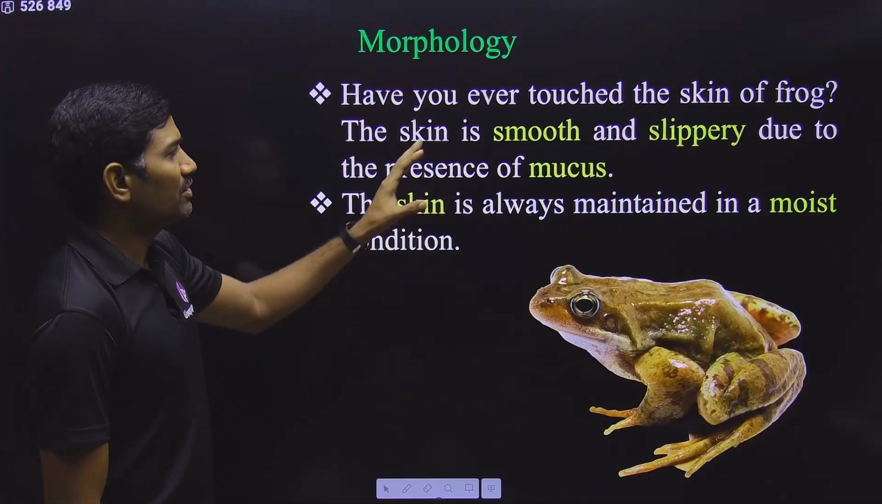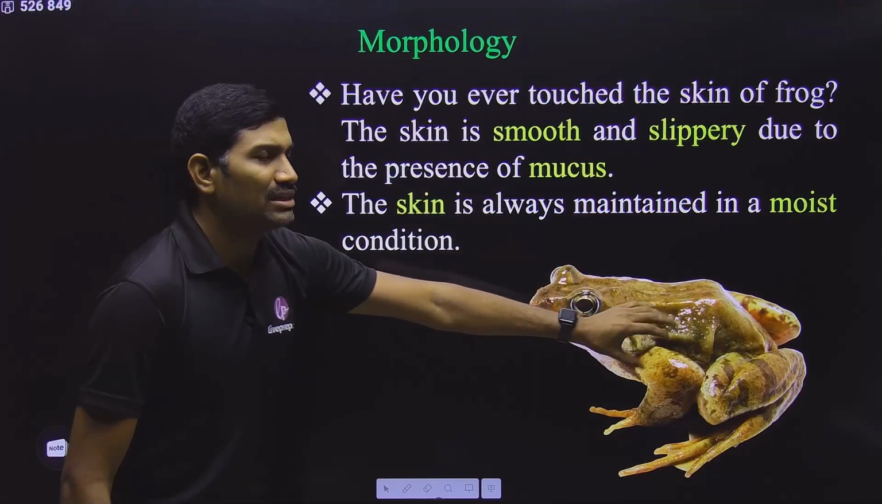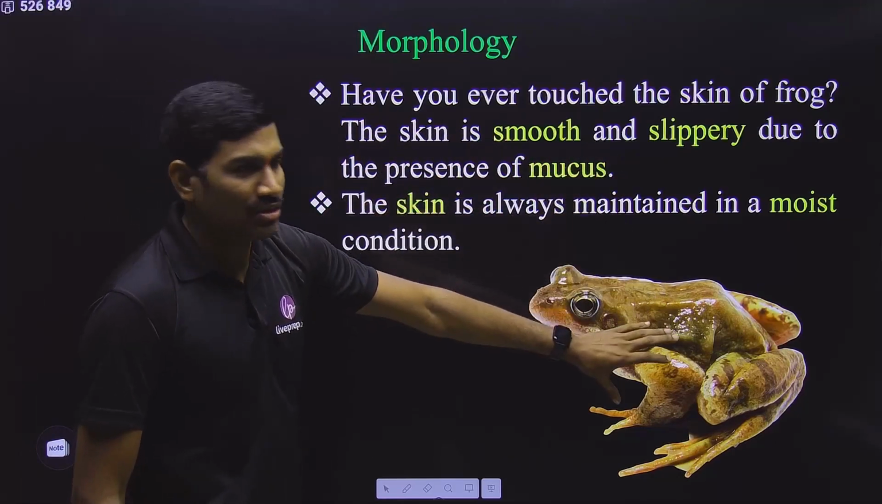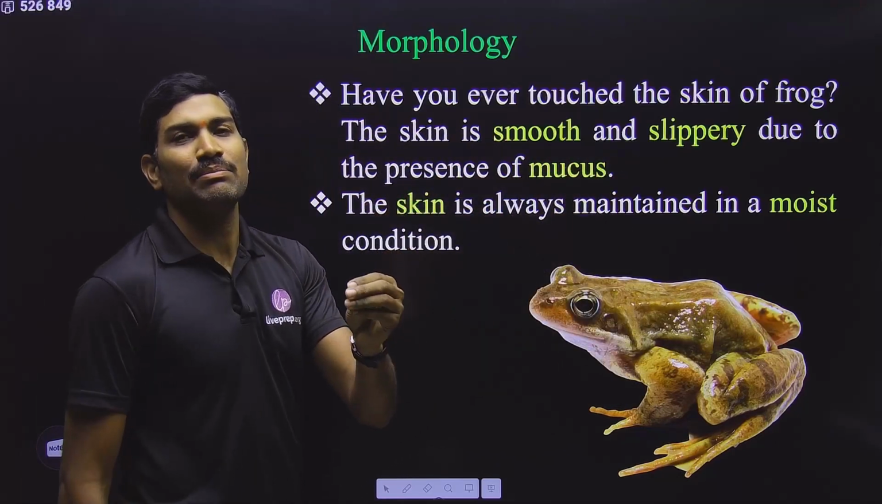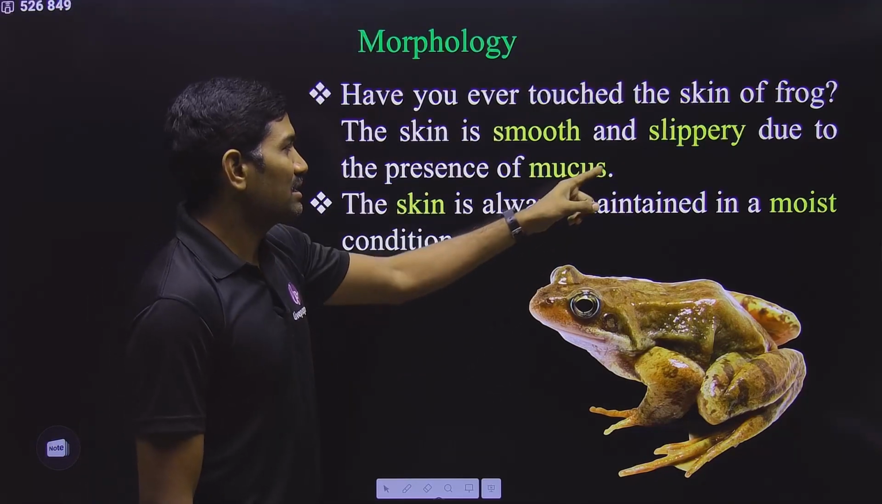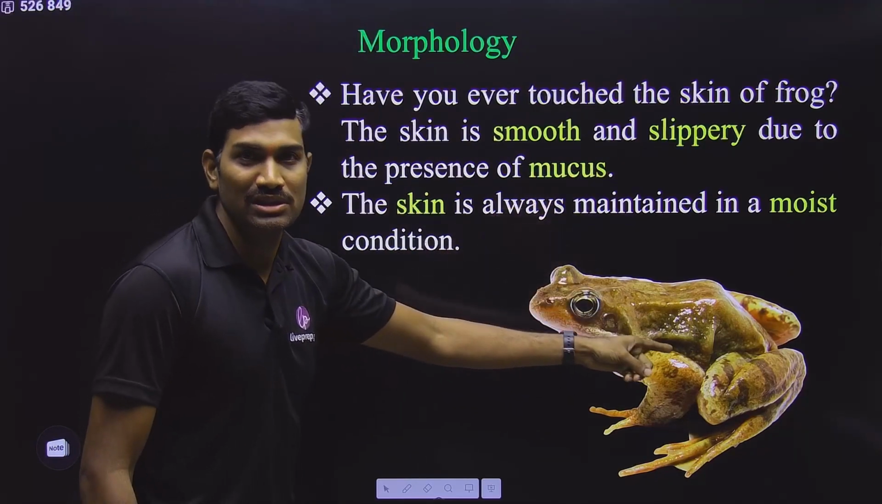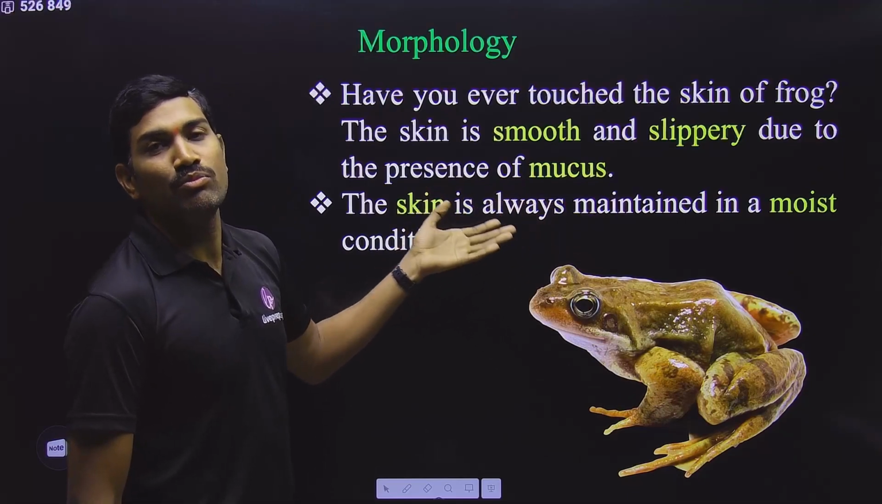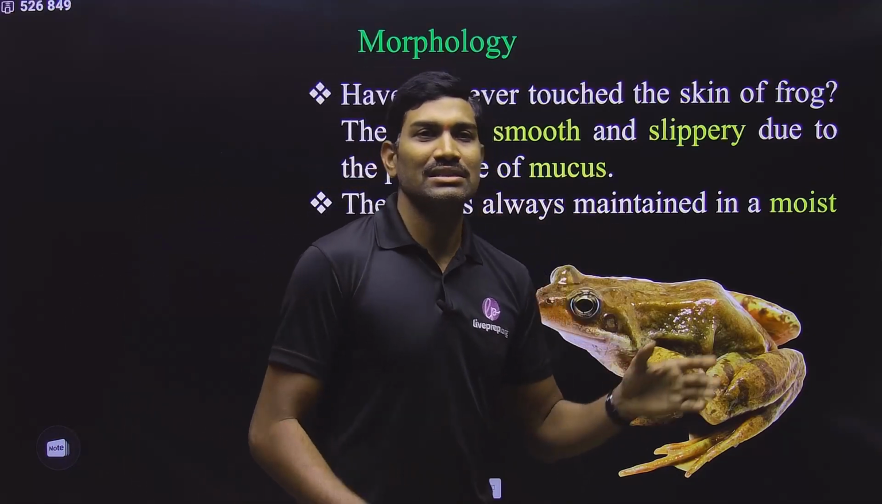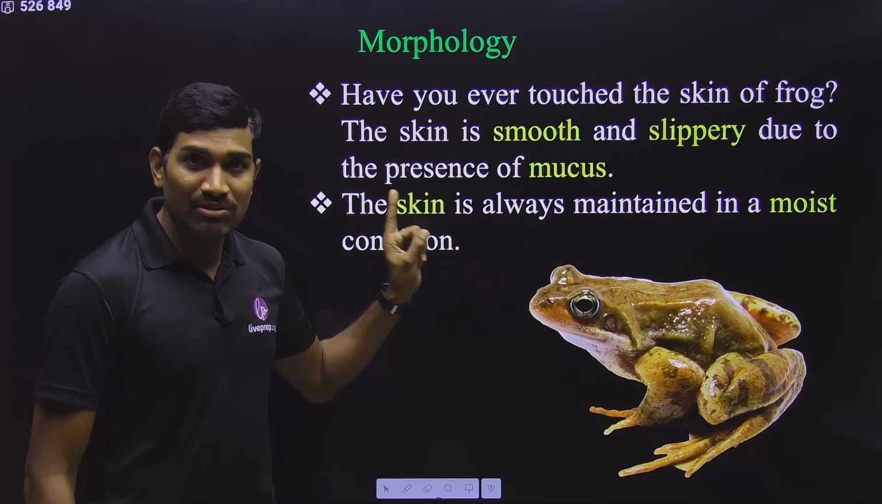Next, under morphology, we are talking about how it appears. When we touch this frog, it generally appears slippery. It is moist and also slippery. Slippery because it is producing mucus here. And why should the mucus be produced? Because of this mucus production, it is in the moist condition. And what is the advantage of this?